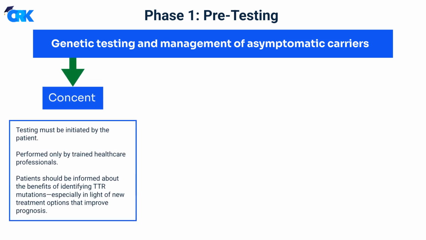First, consent. Testing should always be initiated by the patient and conducted by trained professionals. It's crucial that individuals understand the potential benefits of identifying a TTR mutation, especially now that we have disease-modifying therapies that can change the course of the illness.